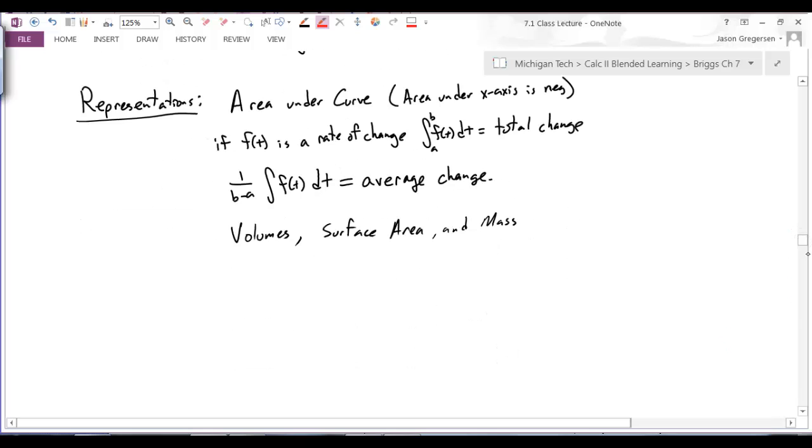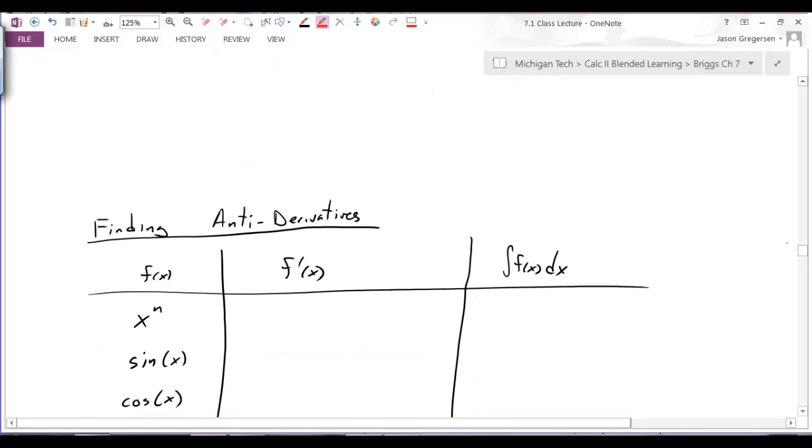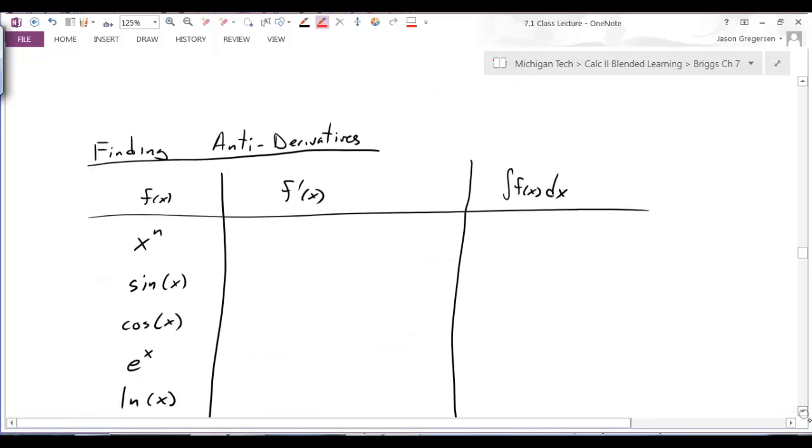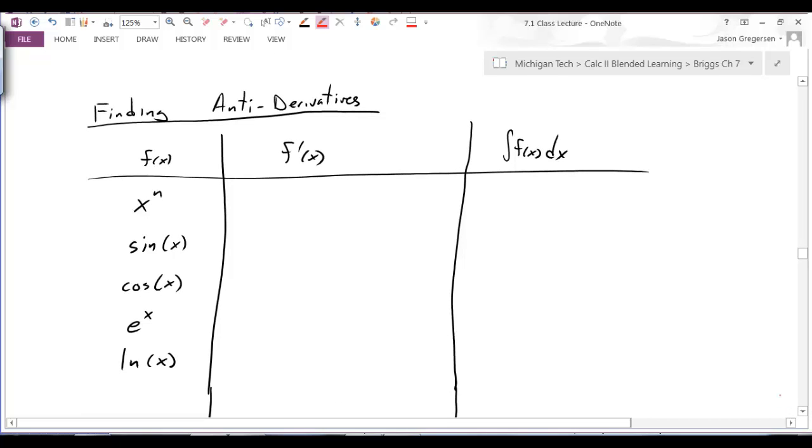So now our goal is to find more antiderivatives. And the process of finding antiderivatives is really the same process as finding derivatives. There's a limit definition of finding a derivative. It's also ugly. We also don't like to use it. So we use another process. We find the value of some basics.